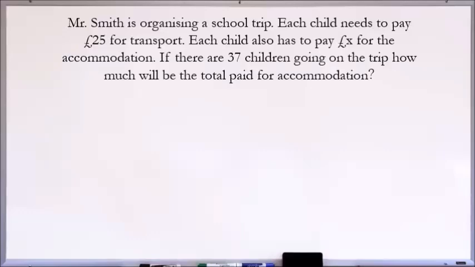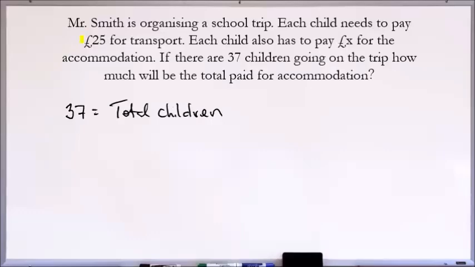Now let's start by looking at the total number of children. We've got 37 as our total children, so let's just put total children here. Okay, then we also look at Mr. Smith. Each child pays £25 for transport.